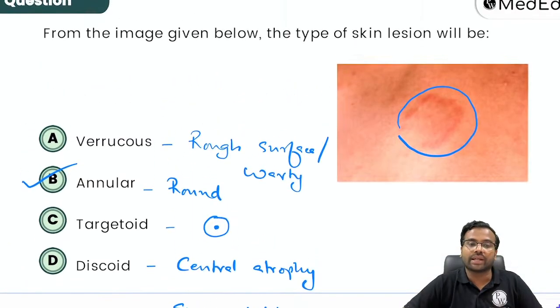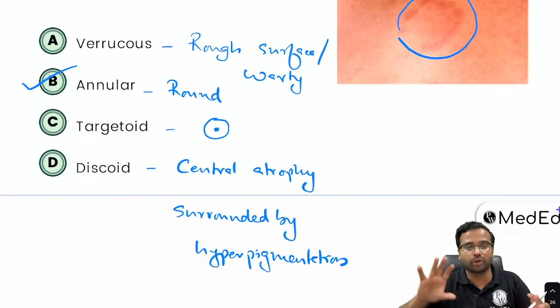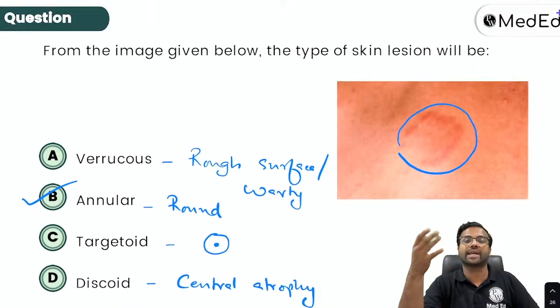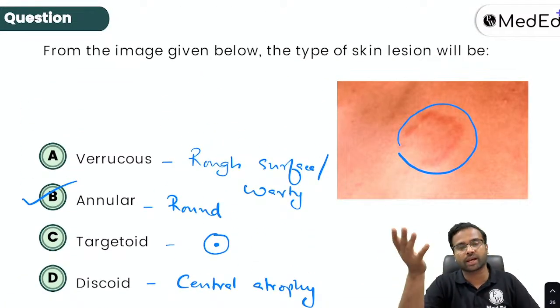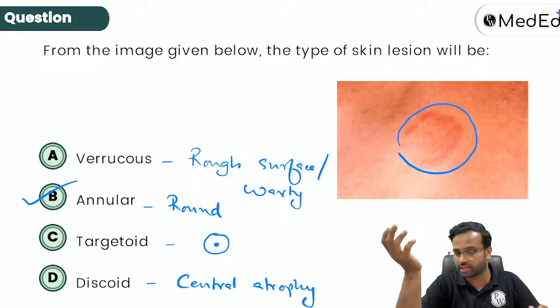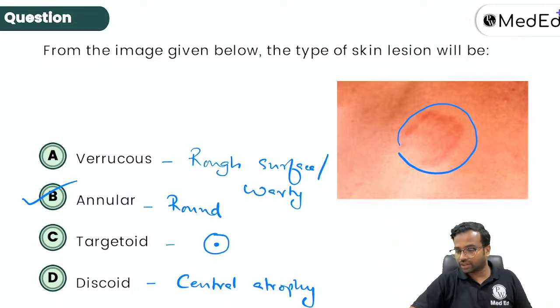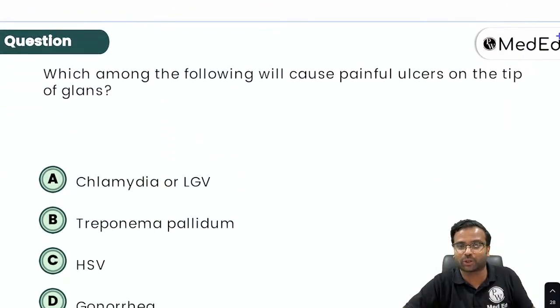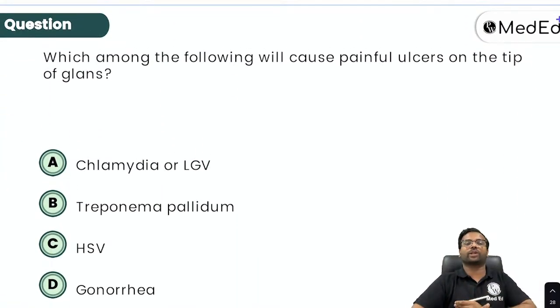Because with discoid lupus erythematosus, you will be seeing a different type of lesion. But again, if you consider this as eczema, the thought process can also go in favor of discoid eczema or nummular eczema as well. Clear? So that is why sometimes the MCQs can be tricky. It all depends upon your thought process, right? So now let's go to the next question.